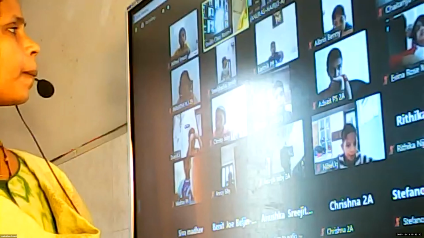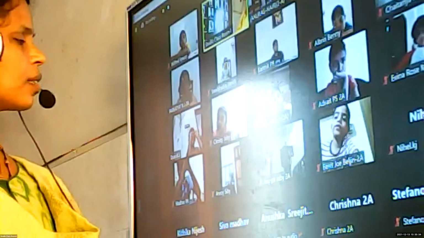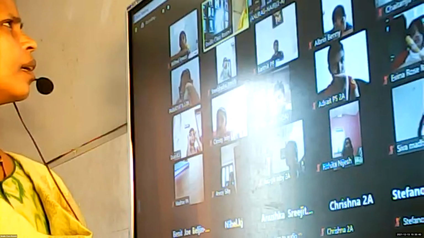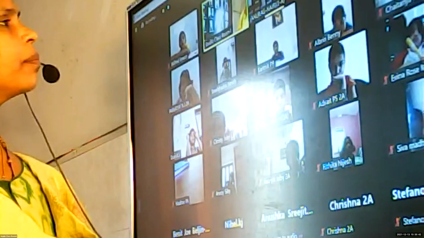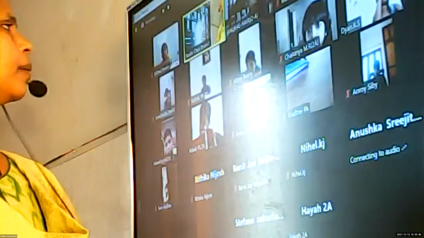Last class we discussed money, and we wrote money in words and figures. Are you remembering? Yes. Money can be written in rupees and paisa separated by a dot. Before the dot it will be rupees and after the dot it will be paisa.